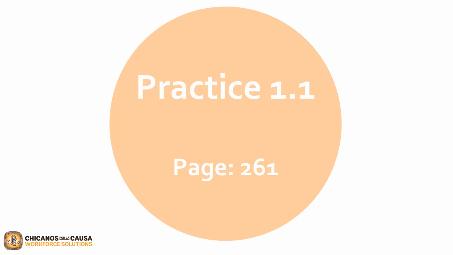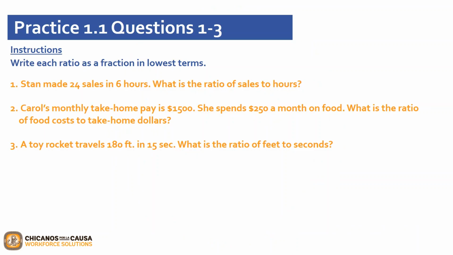Now that we've gone over ratios, let's view our very first practice, practice 1.1, found on page 261. For our first practice questions, we're going to write each ratio as a fraction in lowest terms. At this time, you may go ahead and pause the video to read and complete practice questions A, 1 through 3. We'll be reviewing them together afterwards. Click play when you're ready to continue.